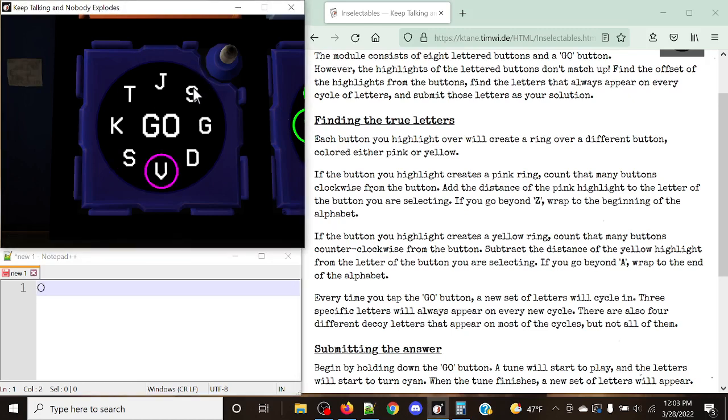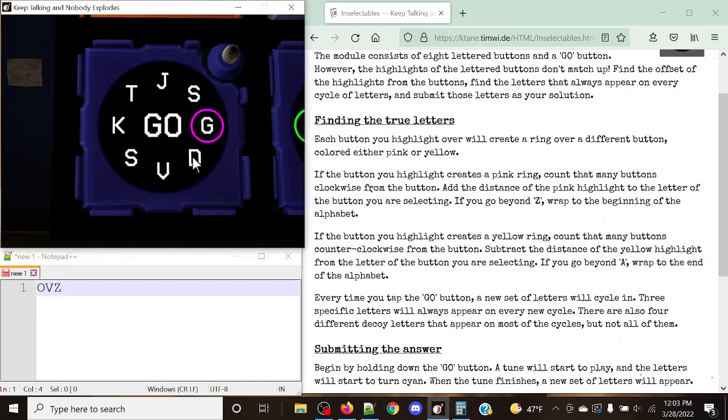Sierra is going to be a +3. 19 plus 3 is 22, which is going to be a Victor. Golf is going to be subtracting 7 in this case because it's 7 counterclockwise. That's going to take me to a 0, but in this case it's going to take me to a 26, which is going to be a Zulu. We're simply wrapping around to the end of the alphabet.